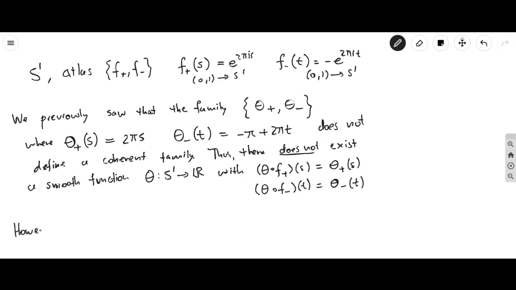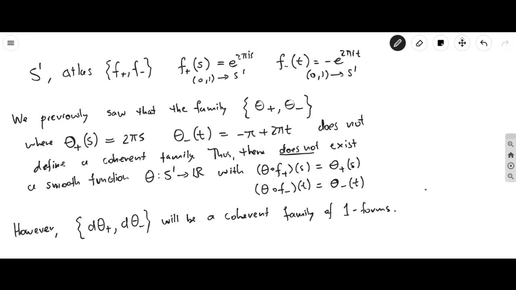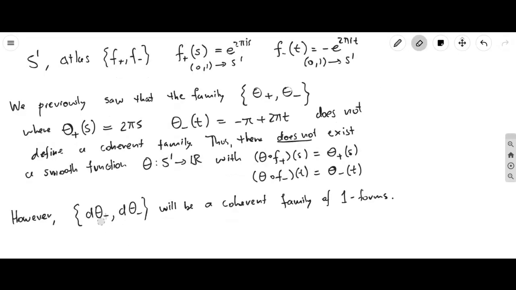However, the family d theta plus and d theta minus will be a coherent family of one forms. So let's check that. First of all, what do we mean by d theta plus? So here's what you need to understand.